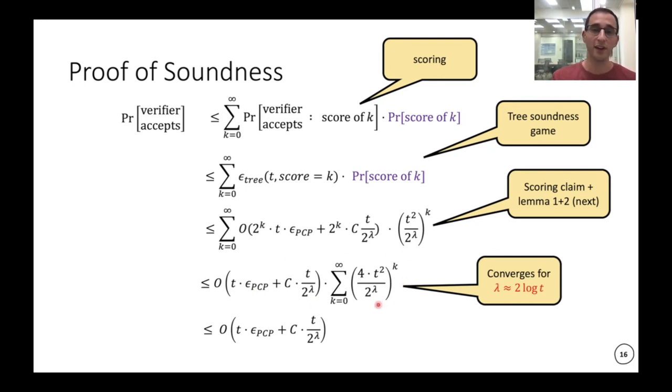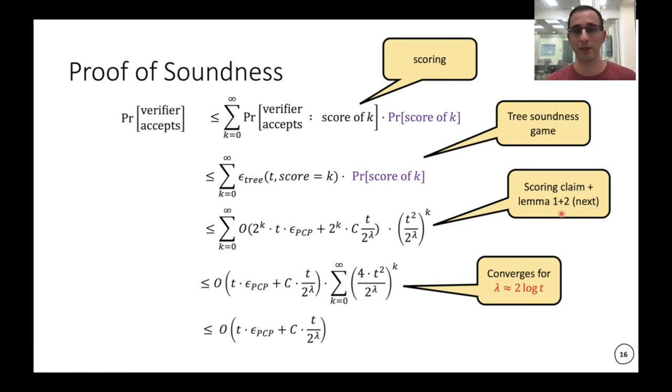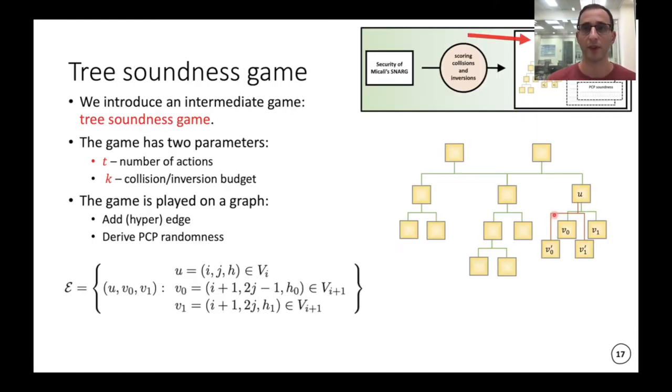And then when we look at this infinite sum that depends on k, here comes the condition that lambda is slightly more than 2 log t, then this infinite sum is going to converge and we're going to be left with the soundness expression that we want. So really what's missing is for me to give you analysis why, if you're limited to a budget of k in this tree soundness game, I need to give you some bound on the soundness of this game. And lemma 1 plus 2 is going to be about the tree soundness and the reverse soundness game. So now we're moving on to the tree soundness game.